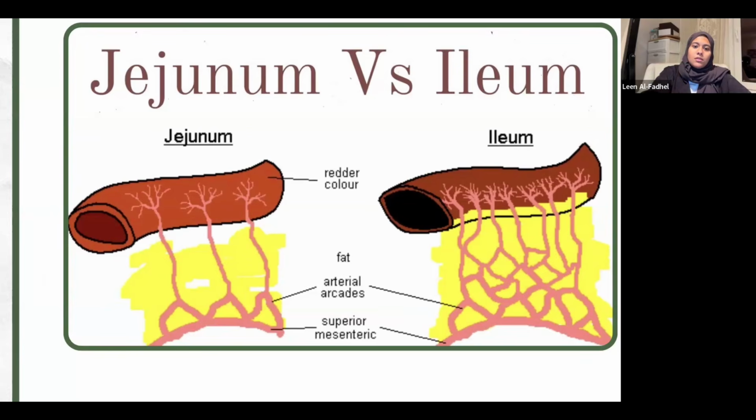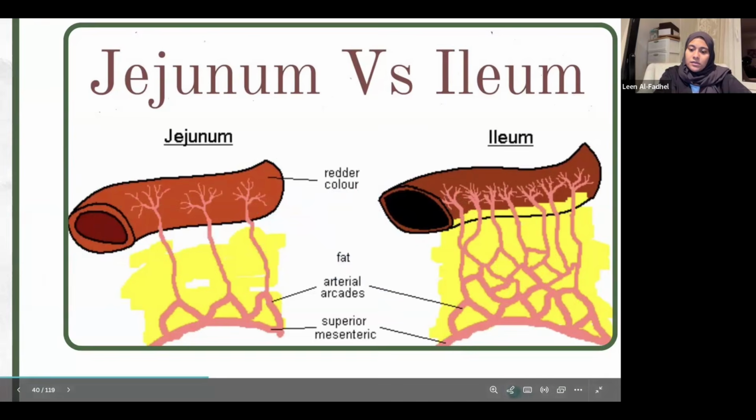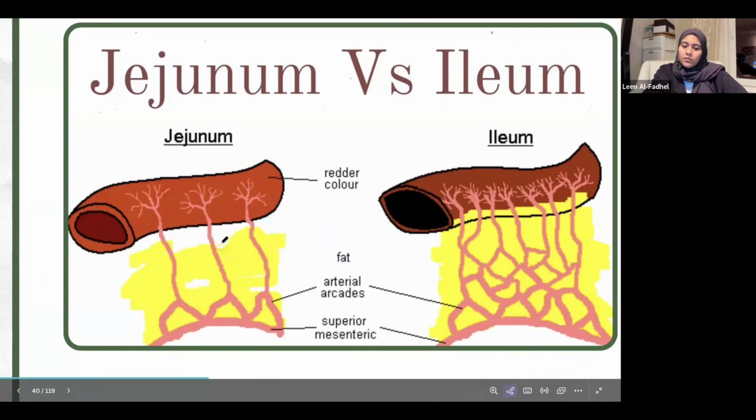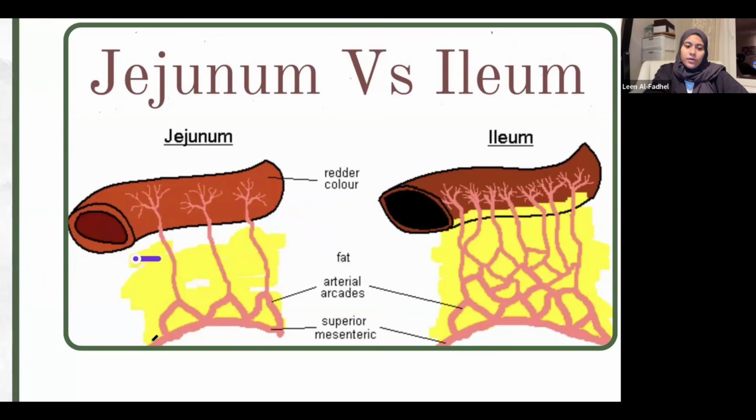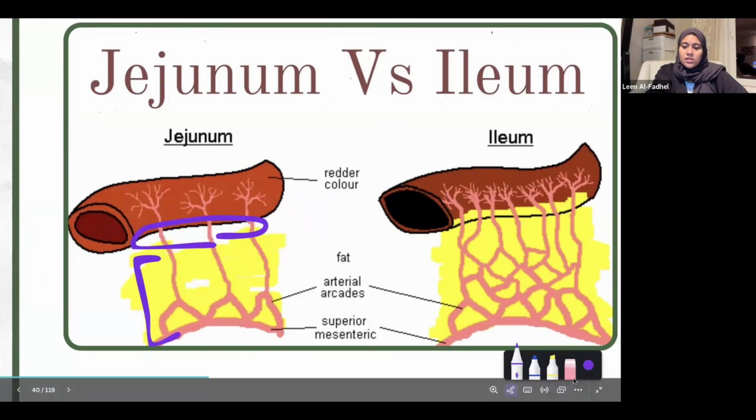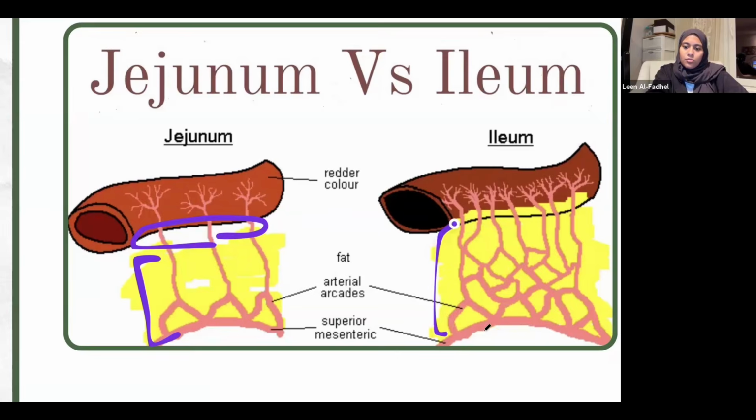They give it that red color compared to the ileum. The jejunum is also more thick-walled, as you can see here, compared to the ileum. It has a wider lumen, even though it doesn't look like it, but it does have a wider lumen than the ileum. And when it comes to fat, this is a very important thing to consider. I've seen questions on this. As you can see, the fat does not reach the intestinal border. Compared to the ileum, the fat reaches all the way to the intestinal border.